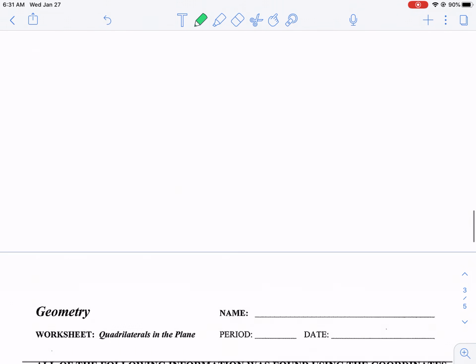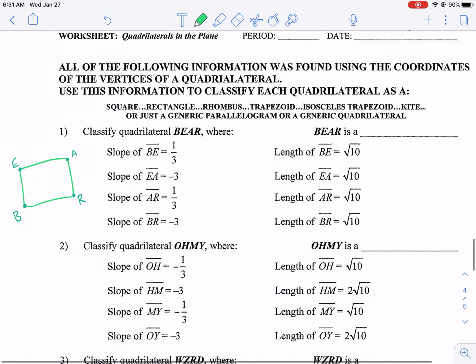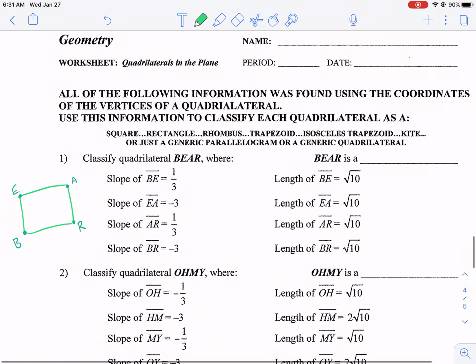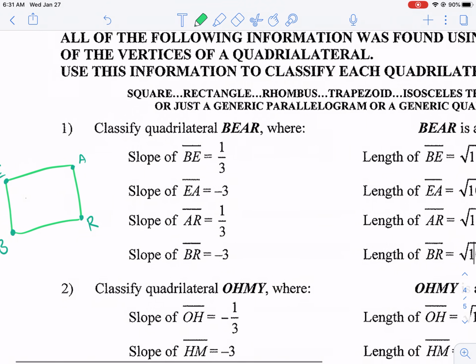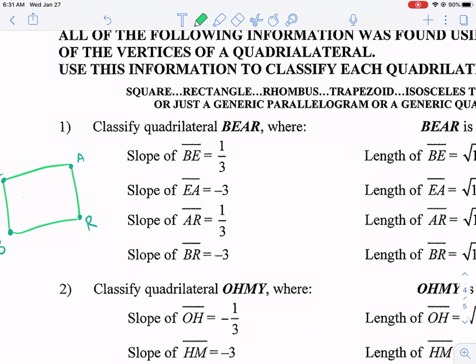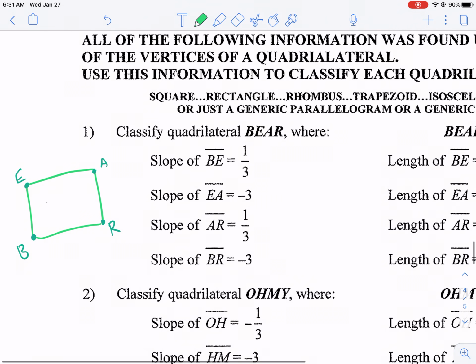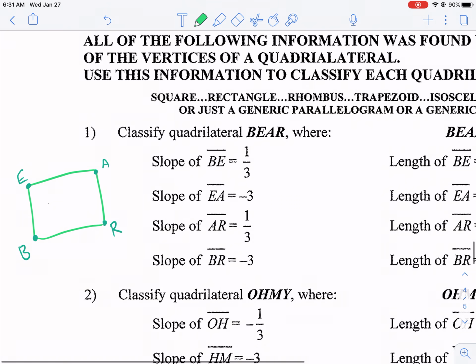Let's move on to the second part that I wanted to demonstrate. And that's more quadrilaterals in the plane. This time it gives us some information. It says classify quadrilateral BEAR, B-E-A-R. I just drew this just so we could get an idea of labeling some of these things so that we have a better indication. So let's start with slope of BE equals 1/3.